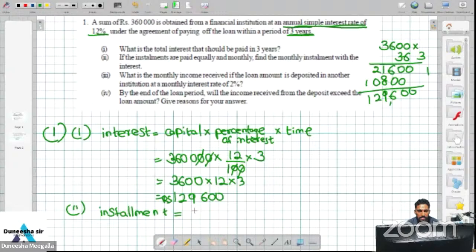Installment should be, what is the loan amount? 360,000 plus 129,600 should be paid in how many months? කීයකින්ද ගෙවන්නේ? monthly installment විදිහටනේ ගෙවන්නේ. එතකොට months කීයද? 3 years. If it's 3 years, 36. Okay. Get the answer.